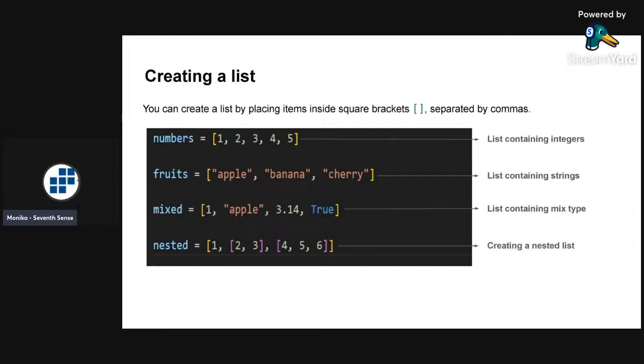Next, a list containing strings. A string is nothing but a set of characters. That is apple, banana, and cherry. And a list with mixed types. What is mixed type here? A combination of other data types. Other data types, in the sense integer, string, like that.